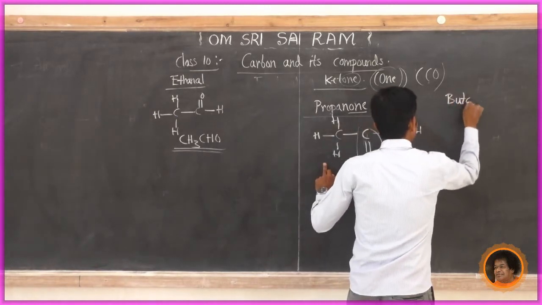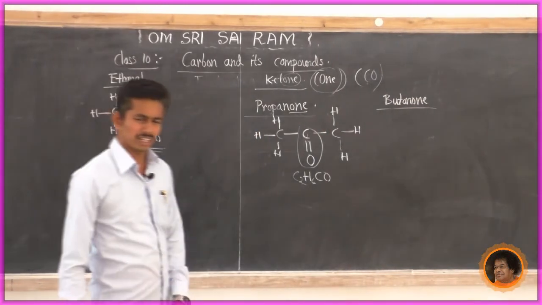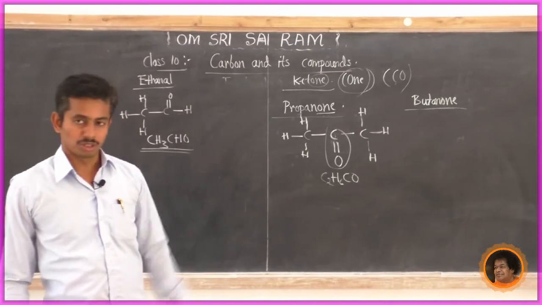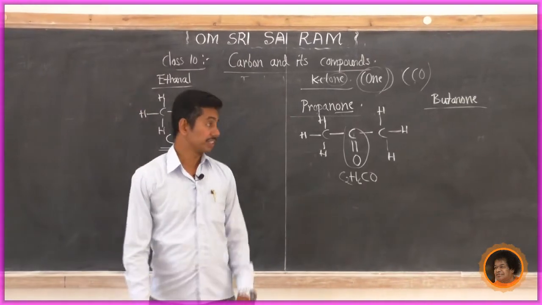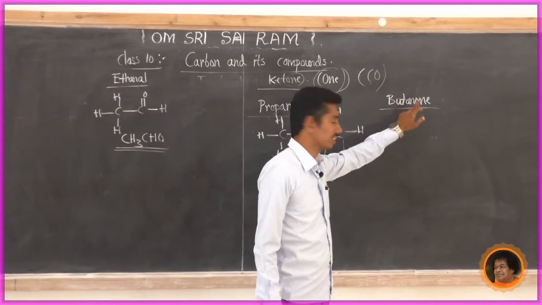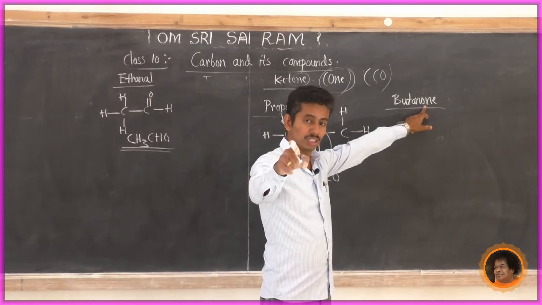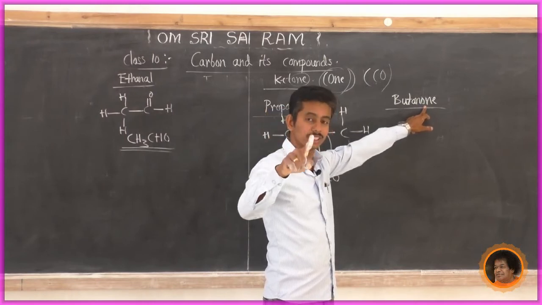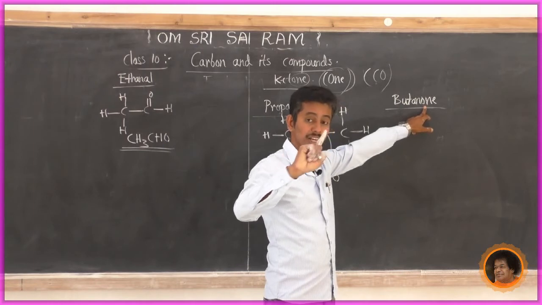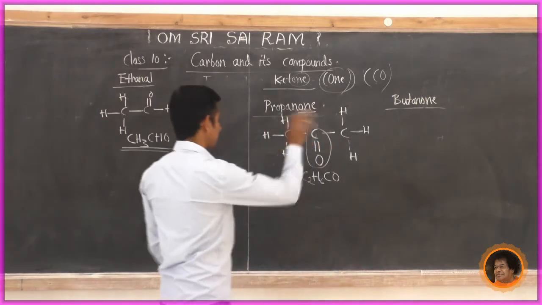Another one, butanone. Is butanone an aldehyde or alcohol, or is it an example of a ketone? Yes, it is an example of a ketone. What is the reason? Because butanone ends with the suffix ONE, so it is a ketone. If it is an alcohol, it is butanol. If it is an aldehyde, it is butanal. So butanone is a ketone.